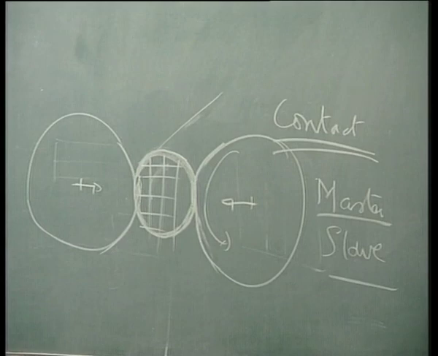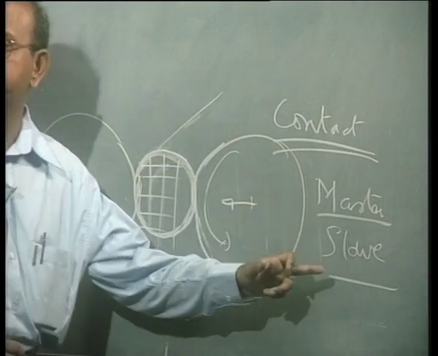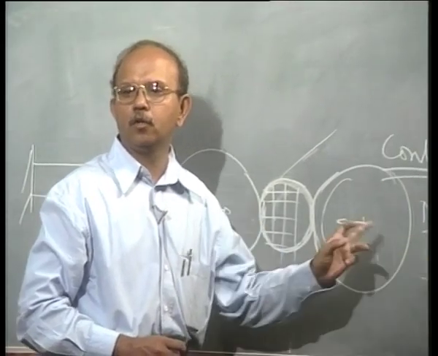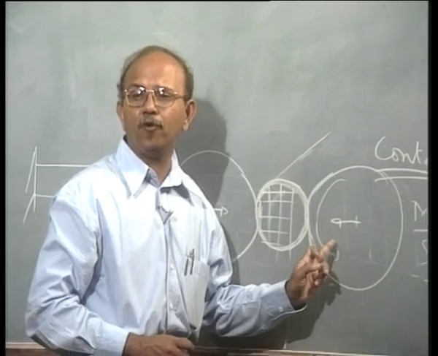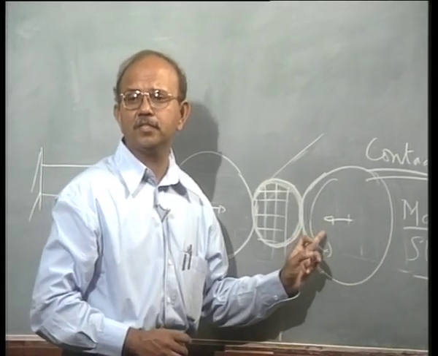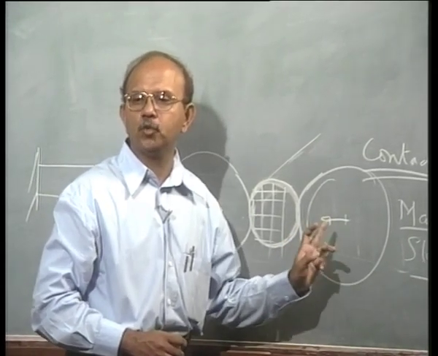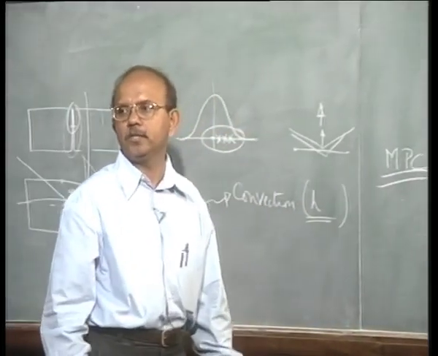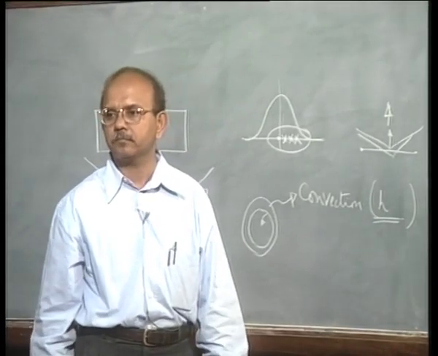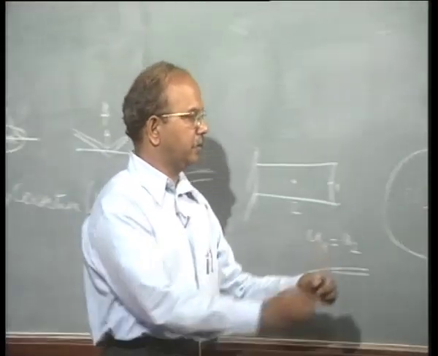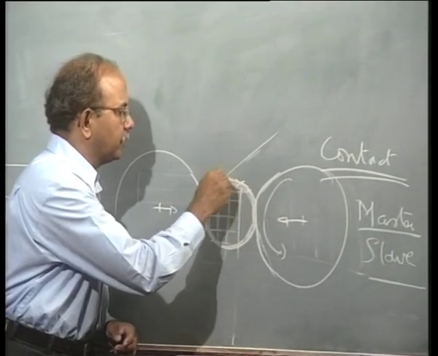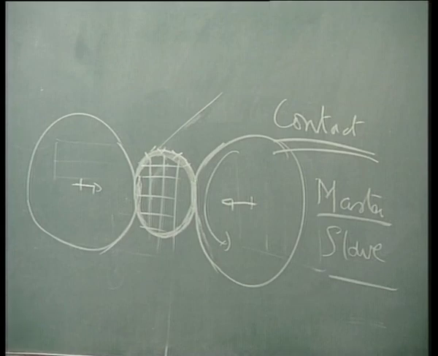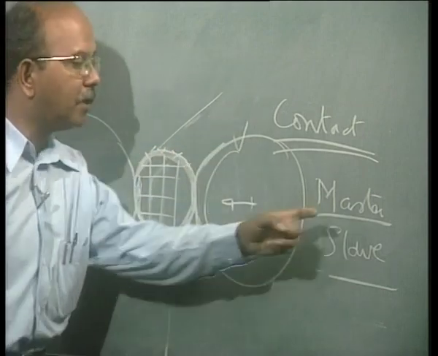Okay, so these are the two things that you define. The slave nodes are the nodes which belong to the deformable body, or when the stiffness is lower of the two bodies, then we choose those nodes which belong to that body to be the slave nodes. So all these nodes sitting on the surface are the slave nodes. Okay, and this happens to be the master surface.